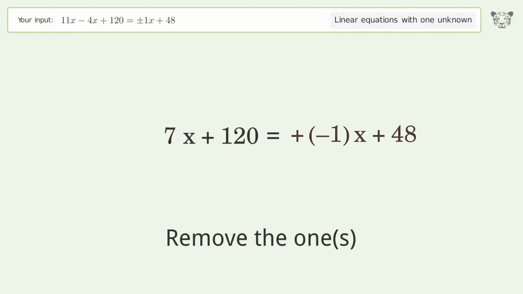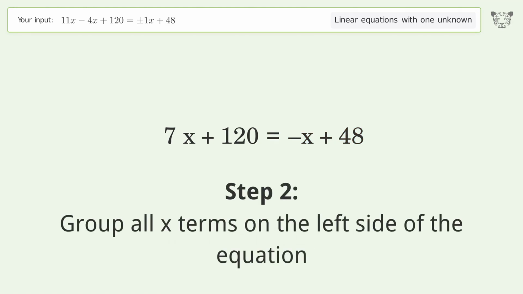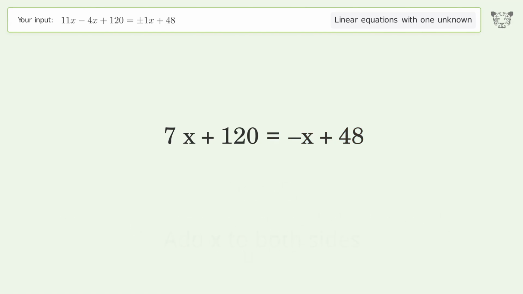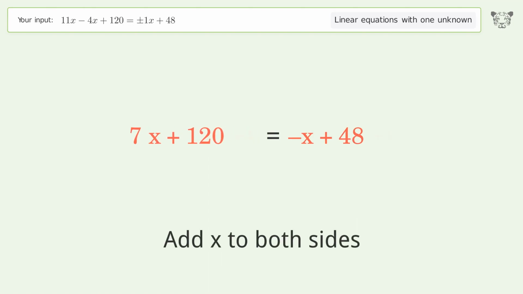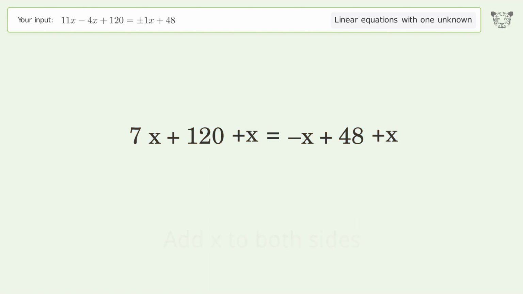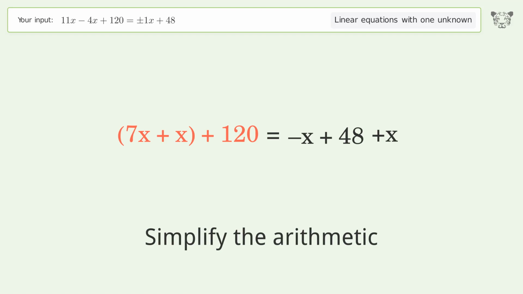Remove the ones. Group all x terms on the left side of the equation. Add x to both sides. Group like terms. Simplify the arithmetic.